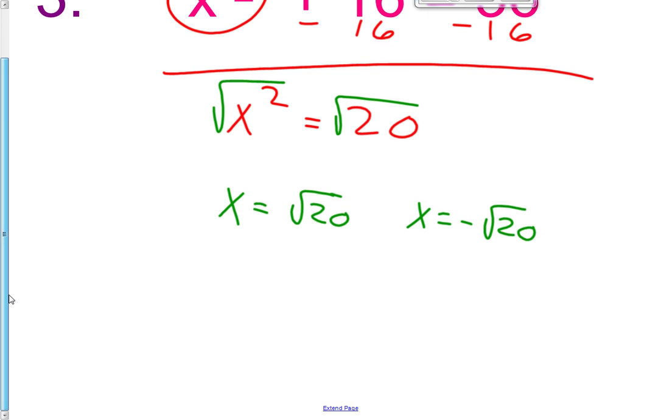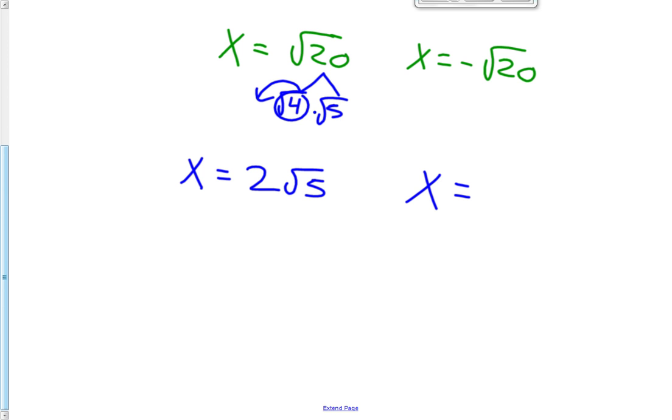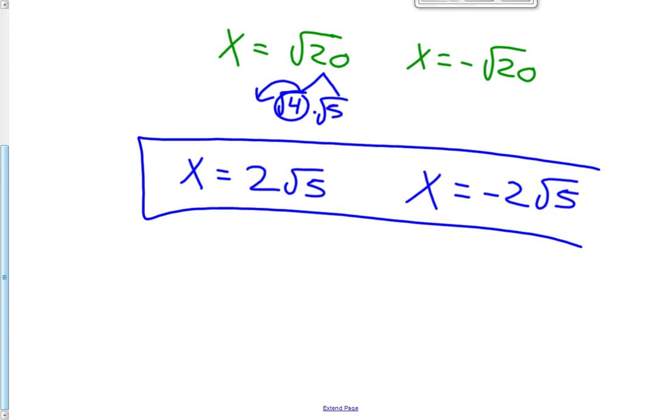Now, make sure you do not leave your answer like this. This goes to yesterday's lesson. If a radical can be reduced, you must reduce it. So I'm going to break 20 down into 4 times 5, because the square root of 4 times 5 is the same thing as the square root of 20. So it's 2 square root 5, since the square root of 4 is 2. So x equals 2 square root 5, and x equals a negative 2 square root 5. Those are your two answers here for question number 3.